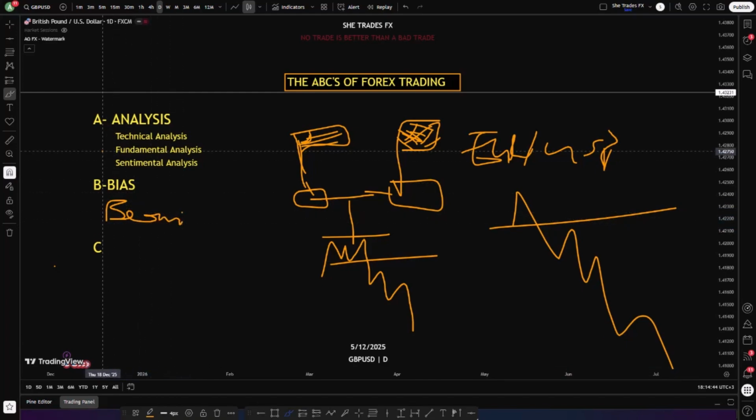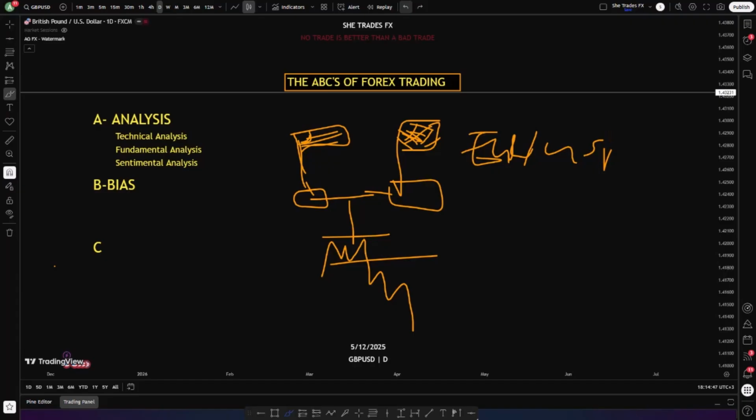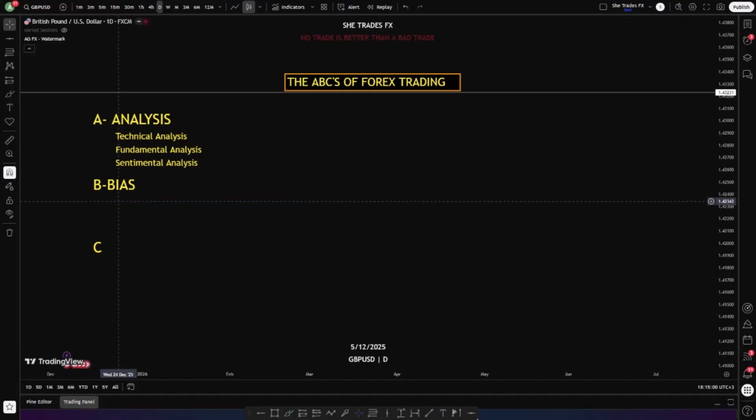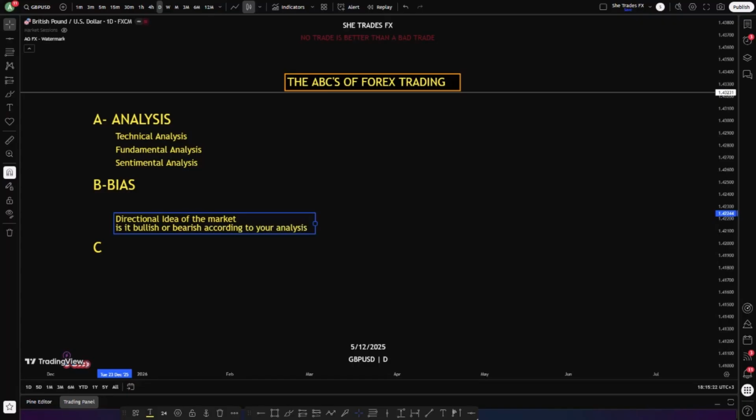Okay, I'm not really much of a fundamental trader, but I'm just giving you guys an example of how your analysis gives you your bias. All right. So your bias is your directional idea of the market. Is it bullish or bearish according to your analysis?